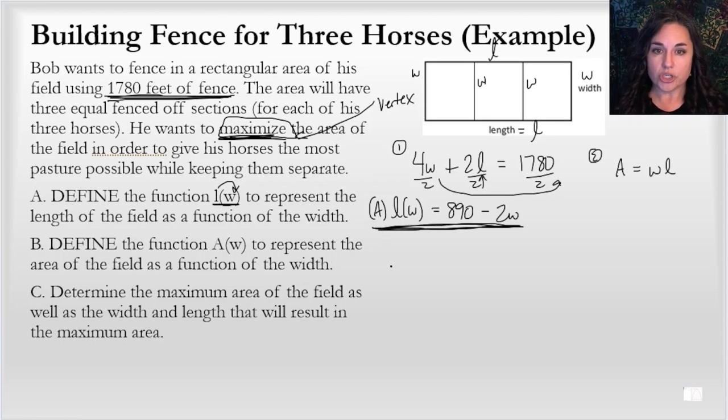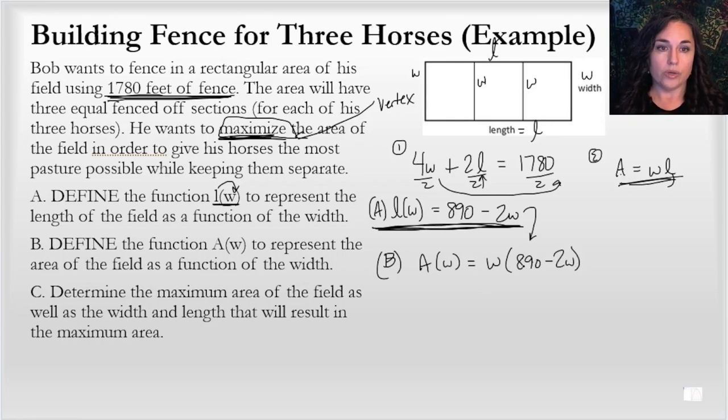B asks to find the function area as a function of width. So when I look at B here, I want to take this area and have it be a function of width only. Luckily, I already know that it's width times length, but I have length in terms of W, so I can take W times L and substitute what I know about L, 890 minus 2W. So when I get this function of A as a function of W, I'll get negative 2W squared plus 890W.